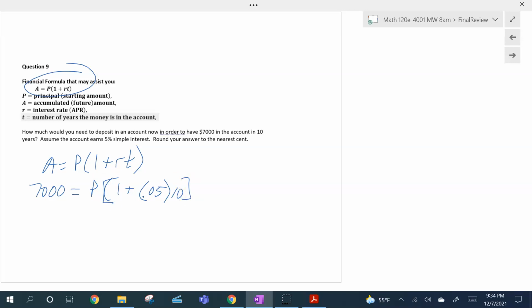So I got 0.05 times 10, of course, is 0.5. So 1 plus 0.5 is 1.5 times P. Divide by 1.5.